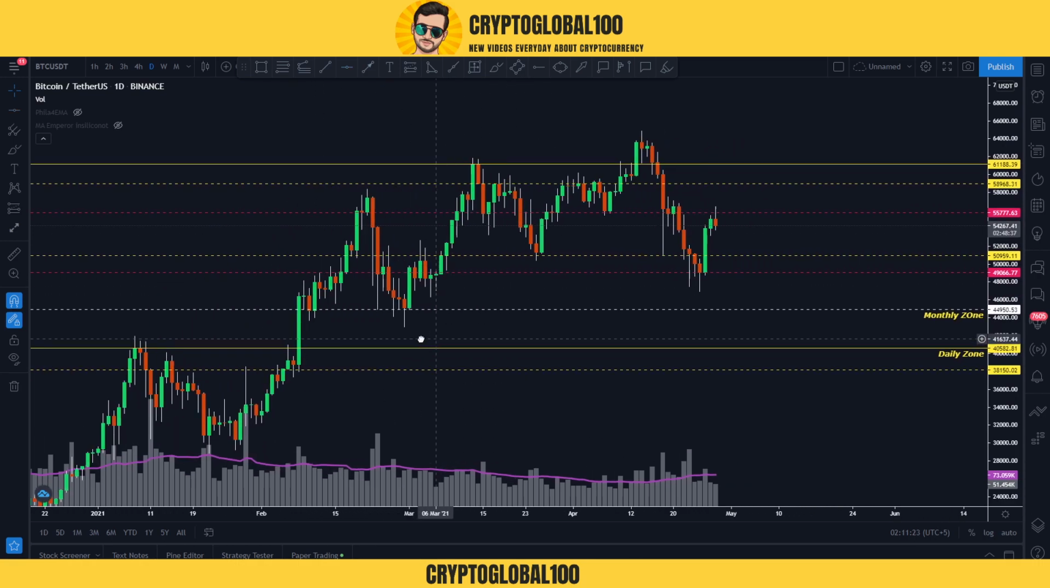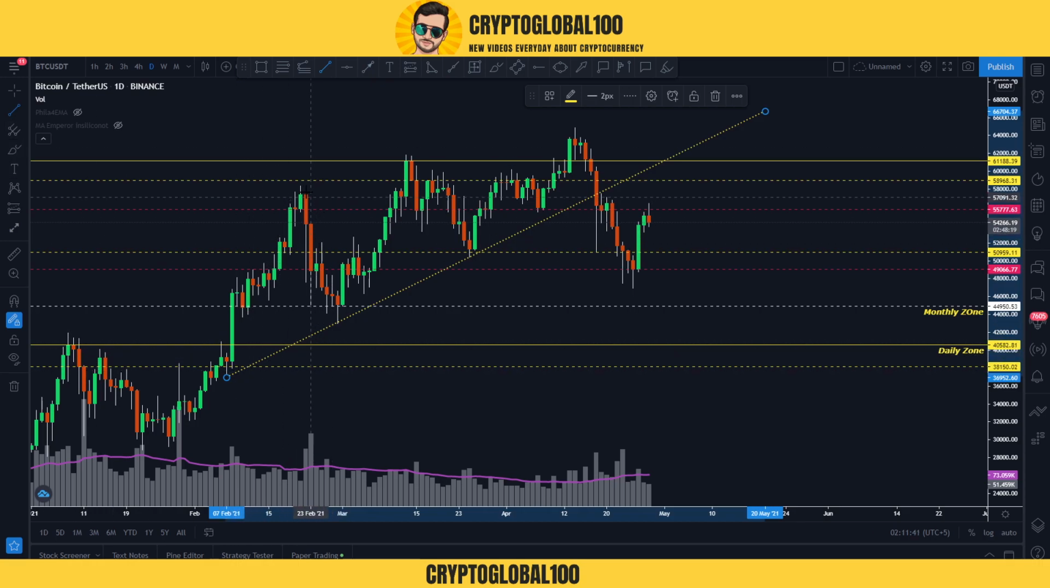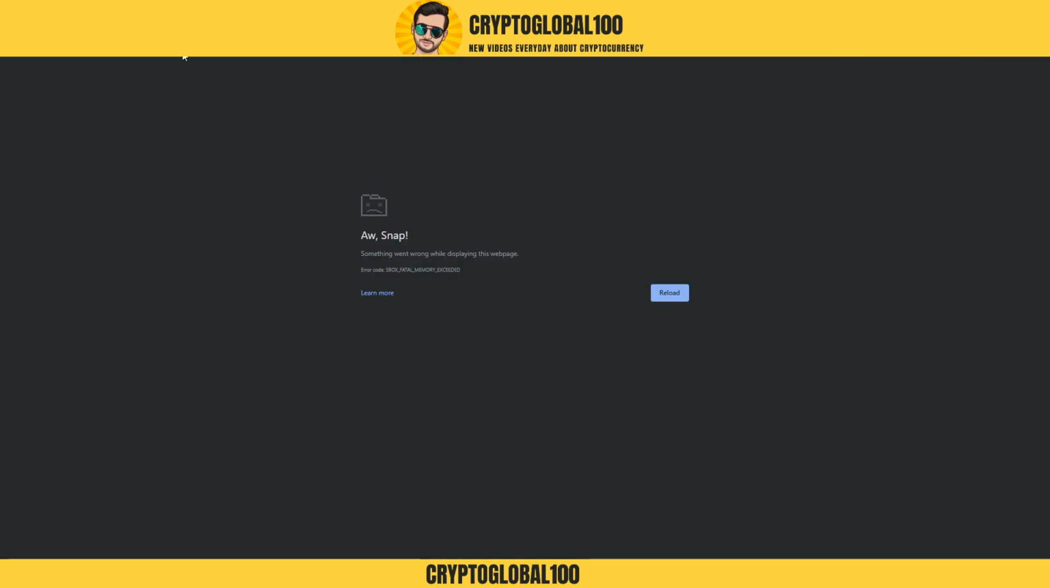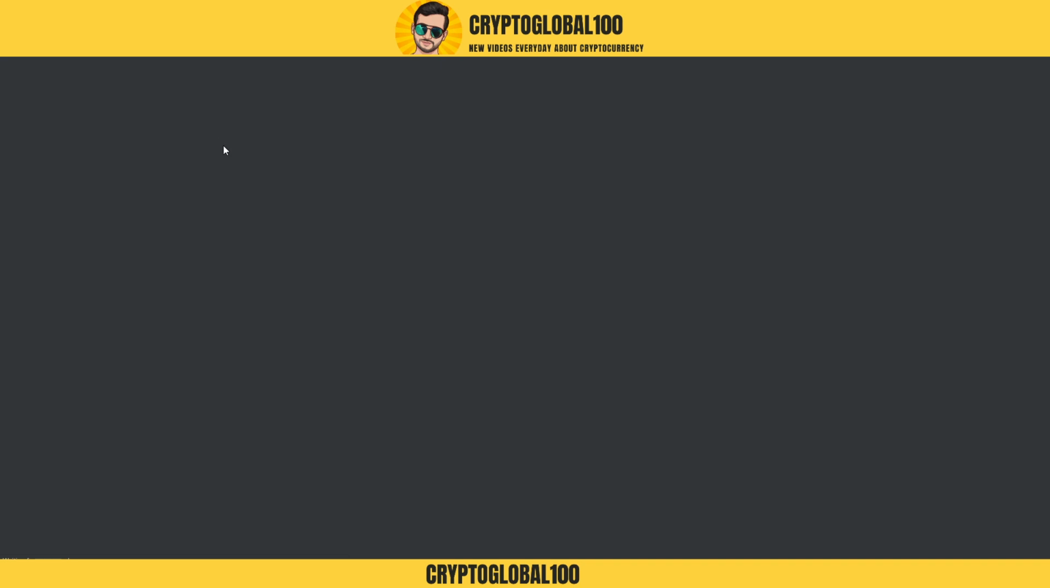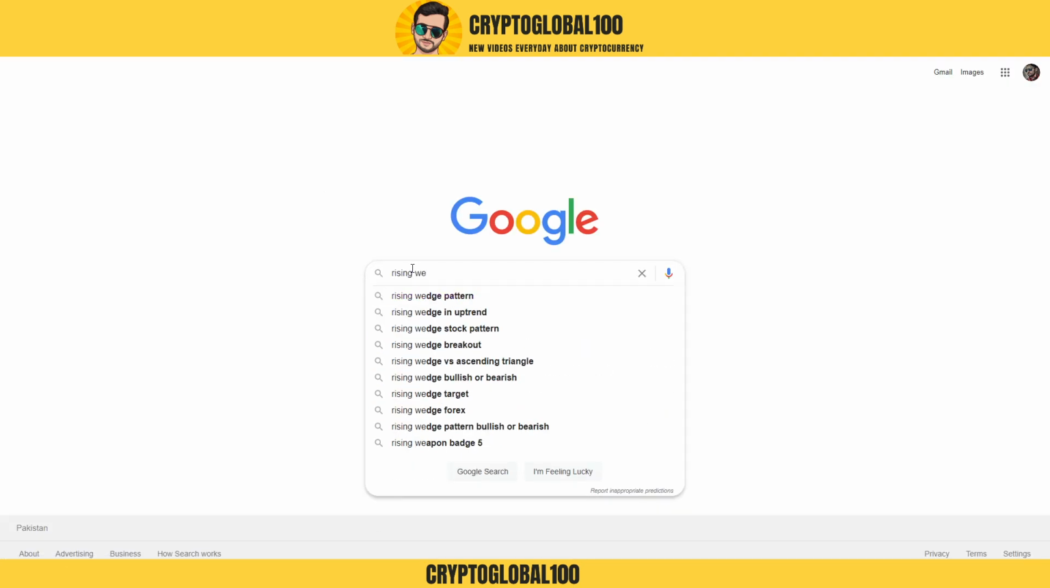So what is the current scenario? If we touch the lows, the wicks only, then we are getting a good sideways movement. You see it is bouncing back from the rising pattern. Let me show you guys the rising wedge. What often happens after the rising wedge pattern?